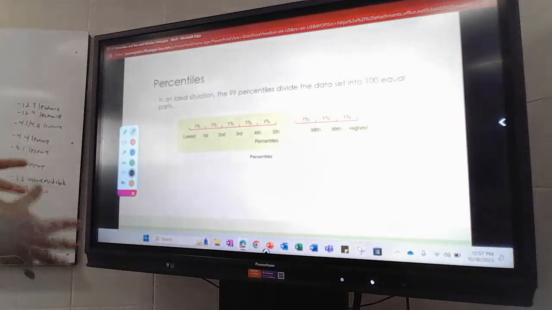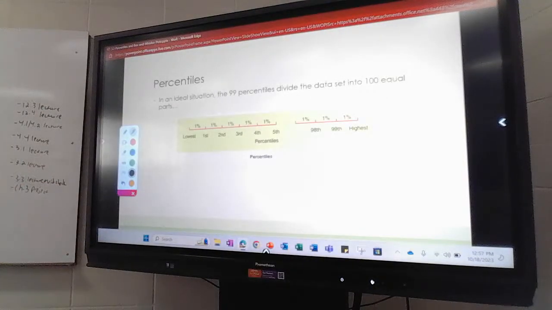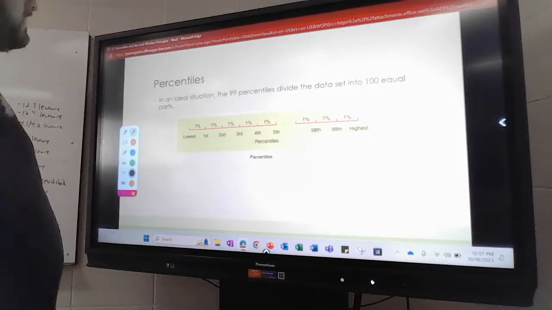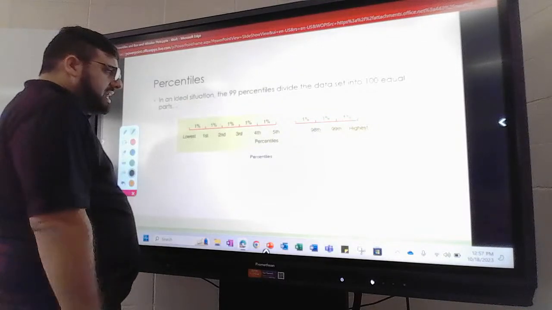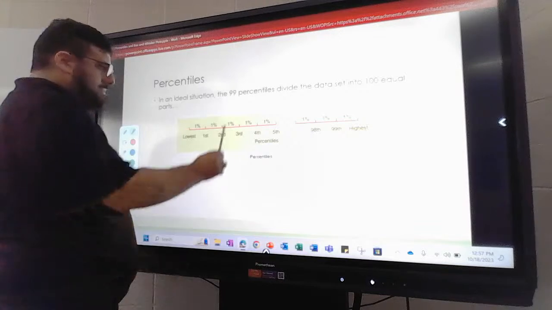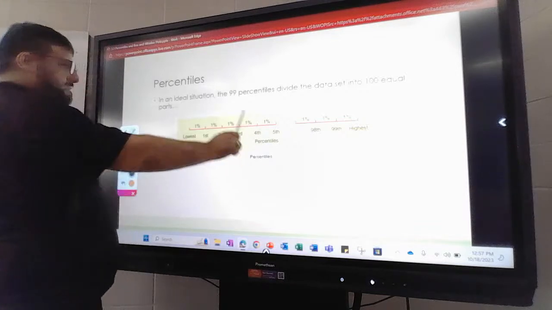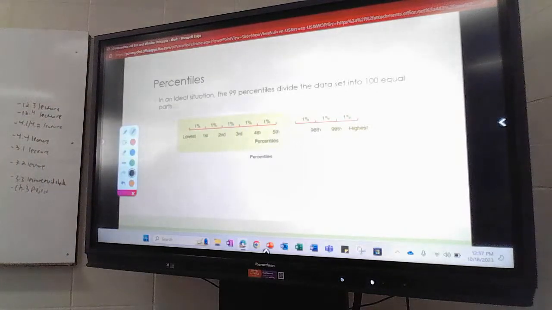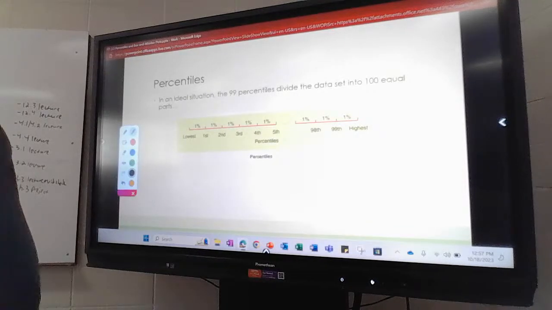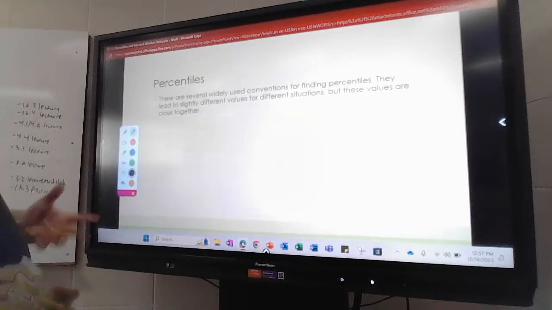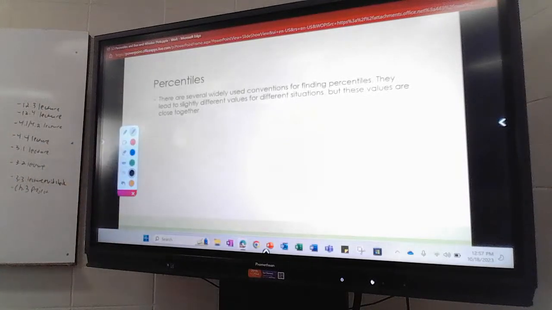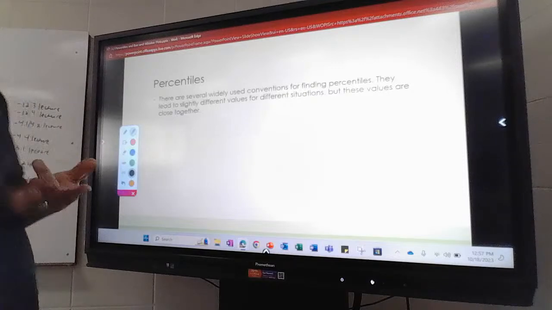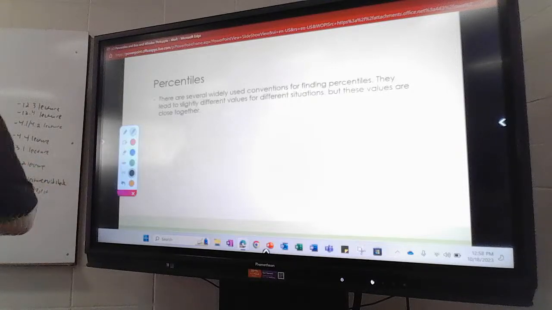Okay, so usually in ideal situations you have 99 percentiles, and it divides the data set into 100 equal parts. So again, there's 1%, 1%, 1%, 1%. So you would say that the 4th percentile is everything that's 4% below, 96% above, those types of things. Now, percentiles are used in a number of different ways. The most popular percentiles, from my own experience, that have been used are for standardized testing and for baby sizes.